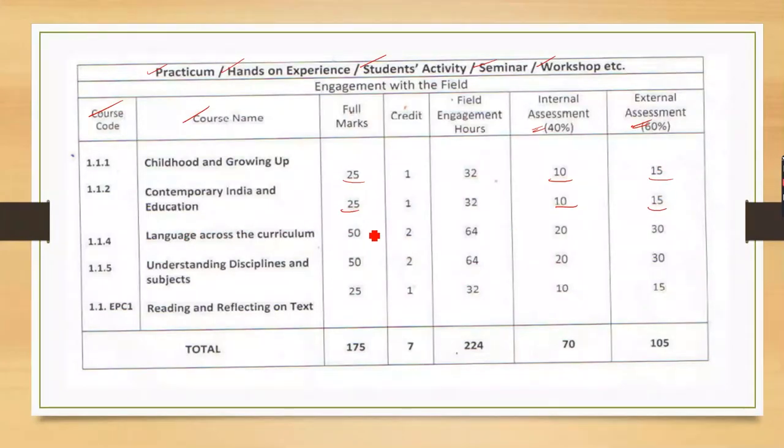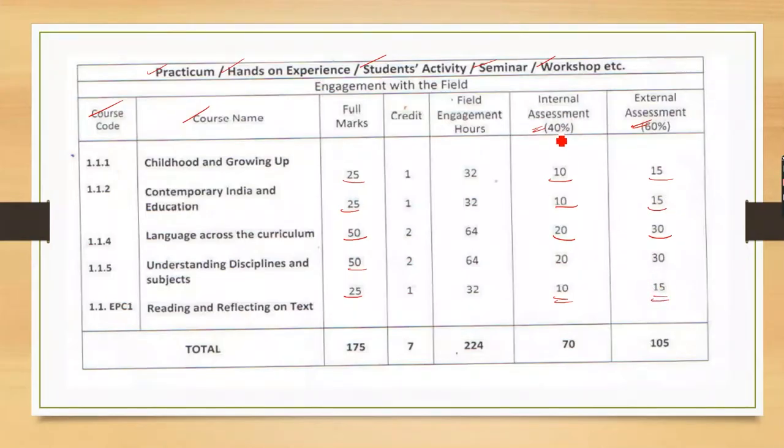assessment. 1.1.4 total is 50. The percentage is same. So 30 marks you're going to have external assessment, okay, and 20 marks you're going to have internal assessment. Summing up, it will come to total 50. Now the difference here is for reading and reflecting on text, for the practical you are going to have internal assessment as well, okay, and external assessment. 15 and 10 here, the division, okay.